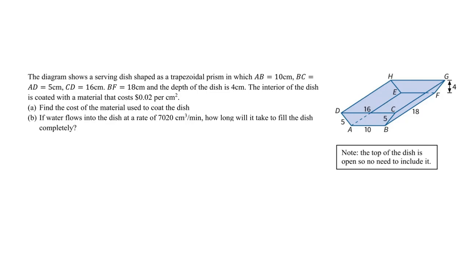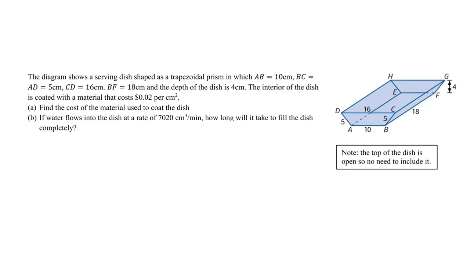Hello everyone, welcome to this video where we are given a serving dish shaped as a trapezoidal prism. Okay, that means the cross section is a trapezium. Alright. Lengths of AB, BC, AD, CD and BF are given, and the depth of this dish is 4 cm.